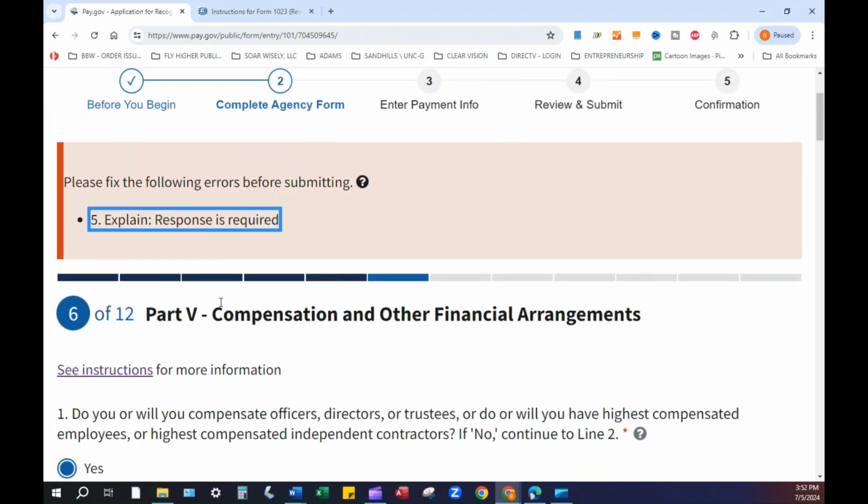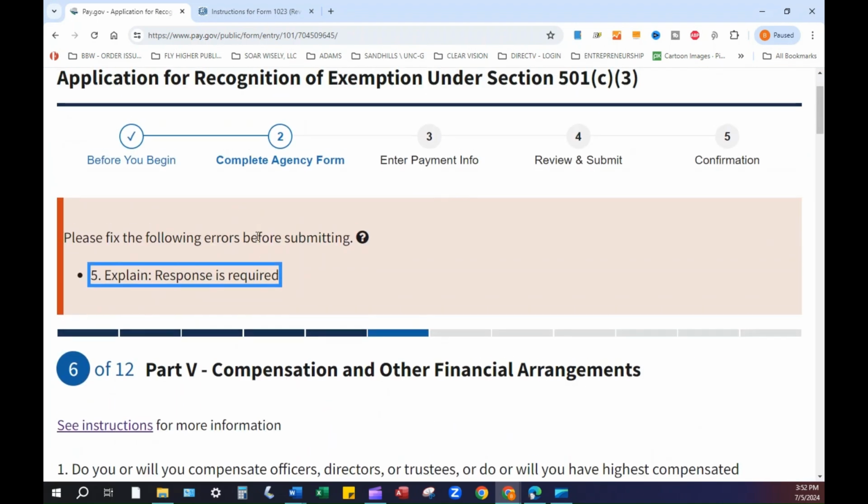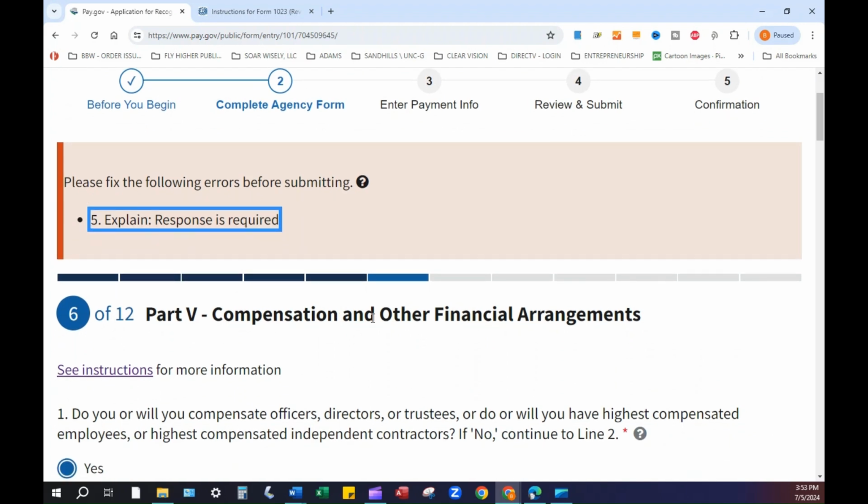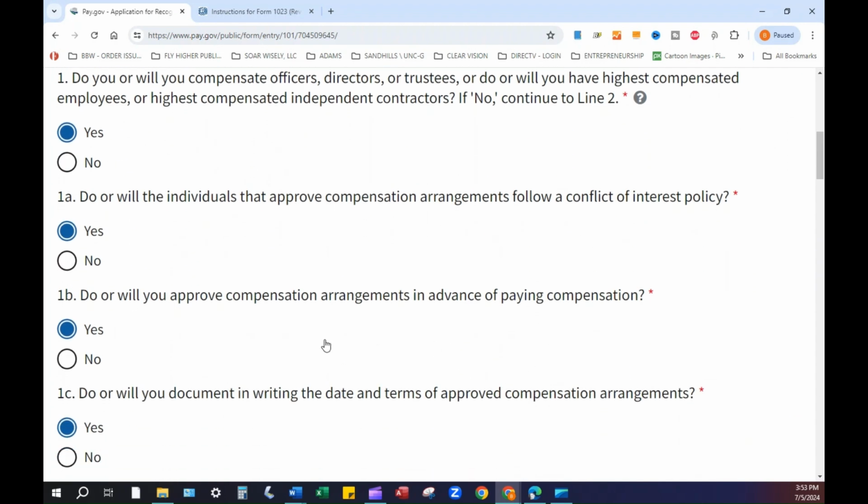Oops, it's not going to let me go to the next page without explaining that. You see that? I tried to just go forward and it would not let me. So we're going to stop right there.